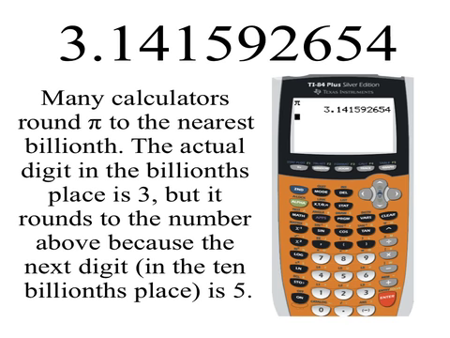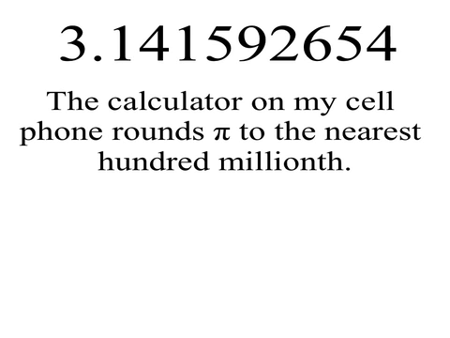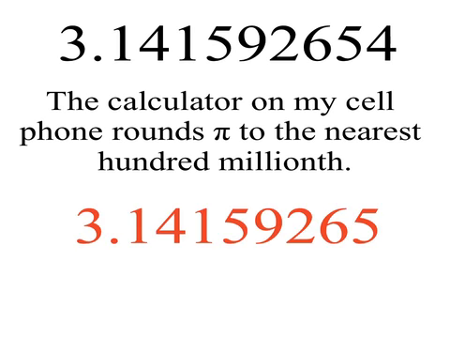Here's a representation of the number pi. Many calculators round pi to the nearest billionth. The actual digit in the billionths place is 3, but it rounds to the number above because the next digit in the 10 billionths place is 5. The calculator on my cell phone rounds pi to the nearest 100 millionth, and that's shown here in red.